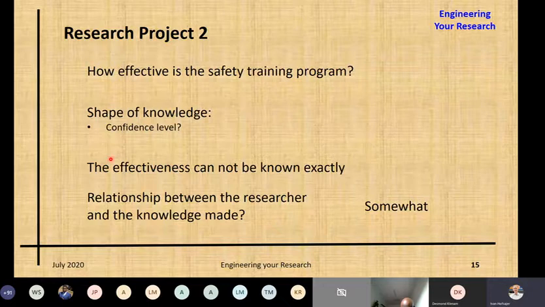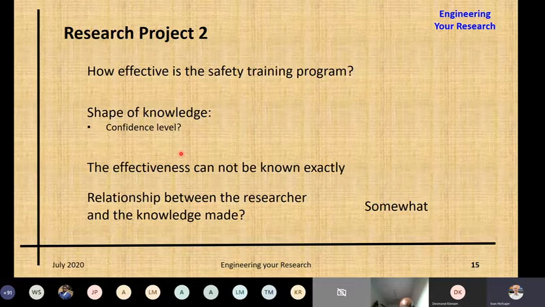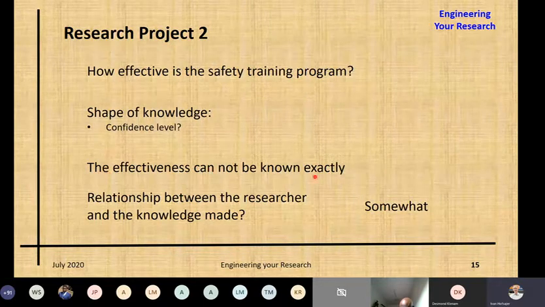Probably here I'm going to have to be doing some statistical analysis, and I'm going to say there's a 95% confidence that this training program is effective. Or I might come up with a different result. But the effectiveness cannot be known exactly.